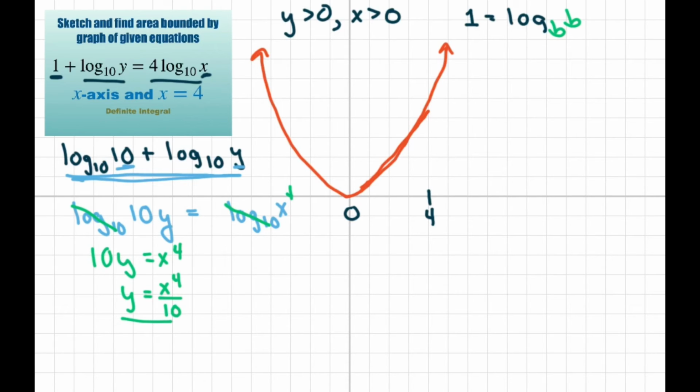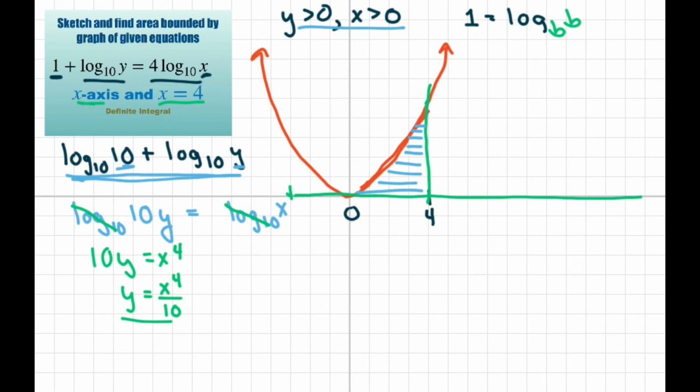All right, and then we have x equals 4. So it's bounded by this, somewhere here, and the x-axis, here's your x-axis. Then we have to look at our restrictions here. So this is the area we're looking at. All right, something like that.